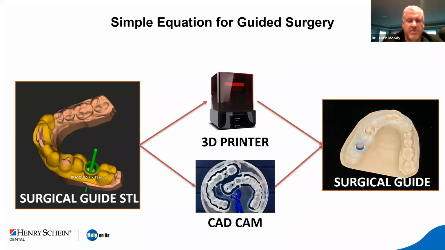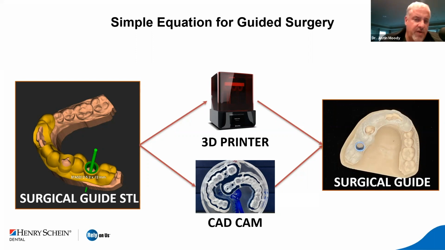So if we think about how to create a surgical guide, once the surgical guide STL has been planned, most of us will 3D print the surgical guide as the top route would propose. It is also possible to CAD CAM and mill out your surgical guide. I find this to be a little more cumbersome and a little more wasteful of material, and definitely not as cost effective on the printing side as it is the use of 3D printers.